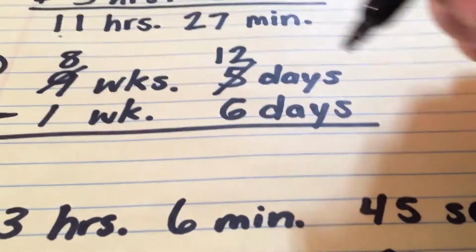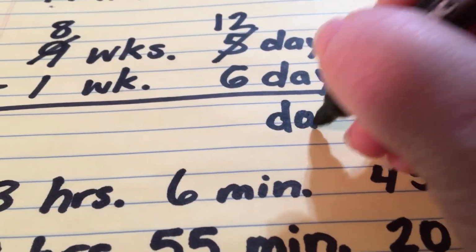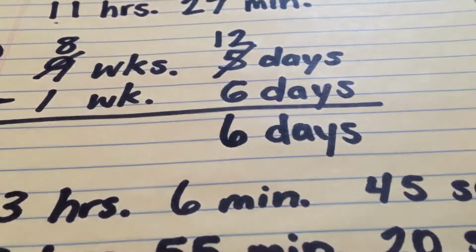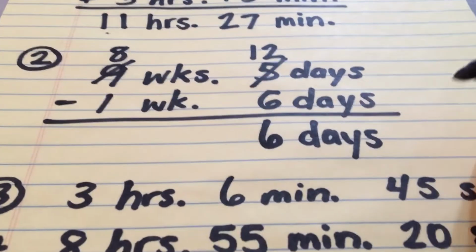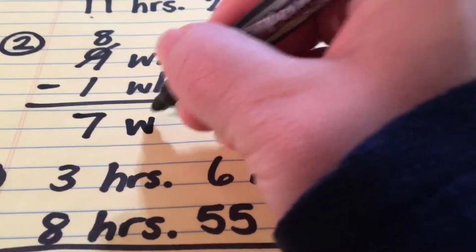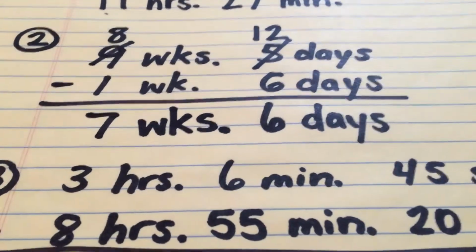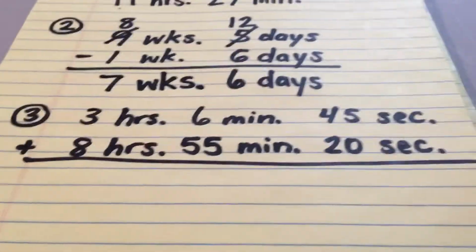Well, now there's more on top. No need to stop. So days minus days equals days. 12 minus 6 equals 6. 6 days is not 7 or more, so I can leave it just like it is. 8 weeks minus 1 week equals 7 weeks. 7 weeks, that's not enough weeks to make a year, so we're good to go. Final answer.